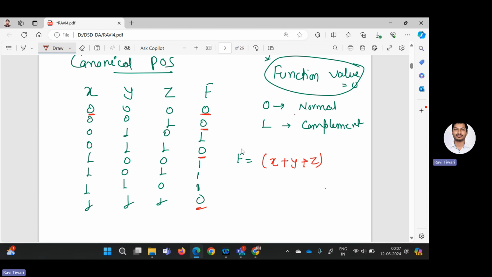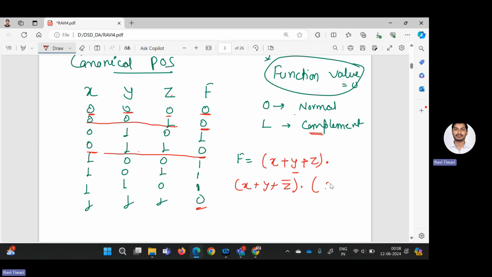So normal form. Y is equal to 0, so normal form. Z is equal to 0, so normal. Then dot operation. Second time the function value is 0 for this condition: X is equal to 0, so x. Y is 0, the normal form, so y. Z is equal to 1, the complement form, so z bar. Dot. Third time it is 0 for this condition 0, 1, 1.